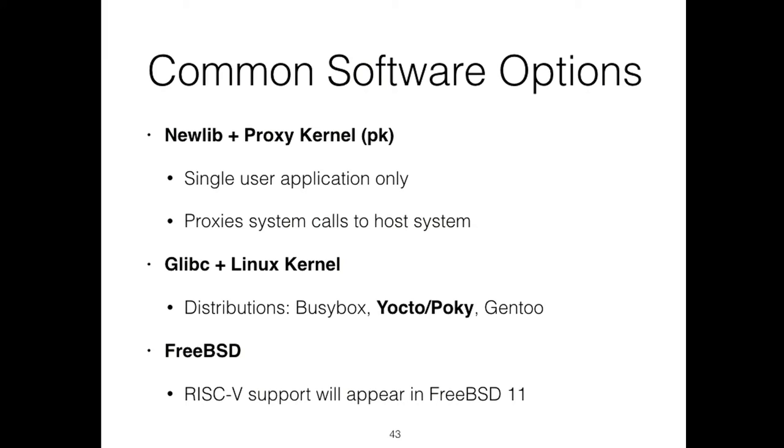The common software options that I've seen people use on RISC-V: if you're doing really simple hardware prototyping, this proxy kernel is a good way to go with newlib, which is an embedded libc. It only runs a single user application, and basically all it does is proxy various system calls to the host system. It's a very minimal kernel, but if you're doing hardware stuff, it's pretty great. There's also glibc with the Linux kernel, and the popular distributions are BusyBox, Poky, and Gentoo. Gentoo's not quite there. It's rotted a little bit. So if you're going to do Linux stuff, I'd probably recommend Poky, which is an embedded distribution. But you really should be using BSD on RISC-V. FreeBSD has great support for RISC-V now, and it will appear in FreeBSD 11.